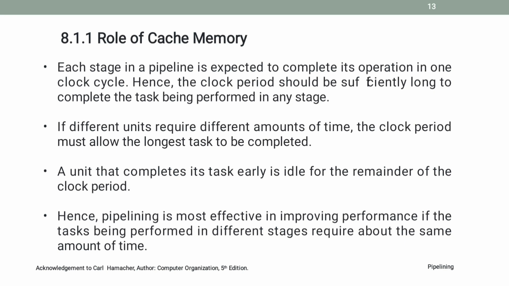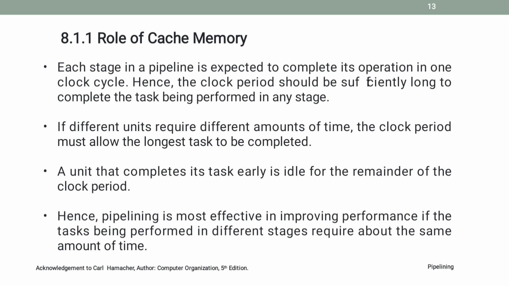So in pipelining, each stage in pipeline is expected to complete its operation in one clock cycle. Hence clock period should be sufficiently long to complete or to wait till the task being performed in any stage. If different units require different amounts of time, the clock period must allow the longest task to be completed. A unit that completes its task early is idle for the remainder of the clock period.